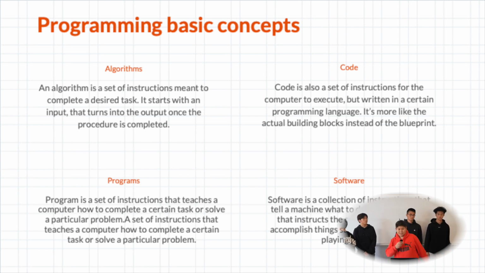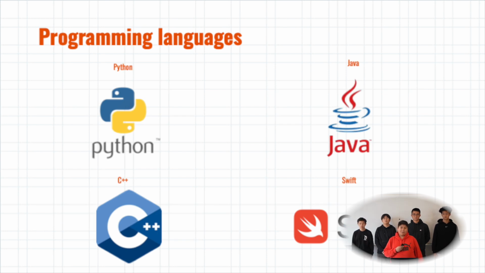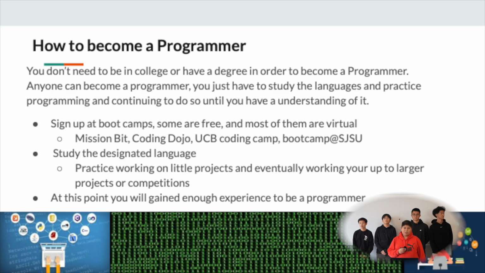Hi, my name is Ethan Gomez. Programming: what is programming? How do you become a programmer? Boot camp, practice. Some programming basic concepts are algorithms, code, programs, and software. Some programming languages are Python, Java, JavaScript, and C++.